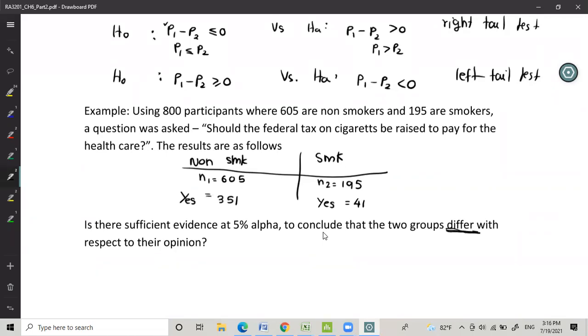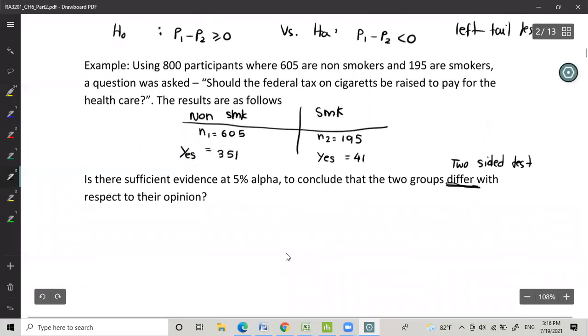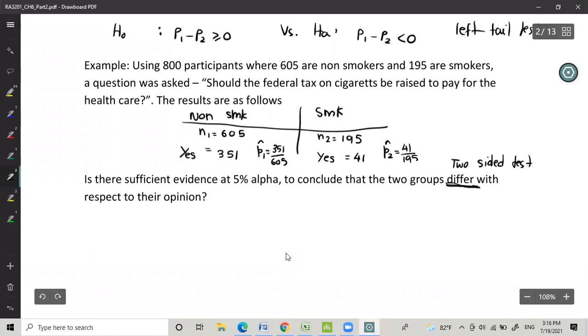If you are checking whether there is a difference, it is going to be the two-sided test, equal or not equal. So shall we write the hypothesis? Okay, can you first find the p1 hat and p2 hat? Because we need that. How do you find p1 hat? 351 divided by 605. p2 hat, 41 divided by 195. So find these values. You will need it when you find the test statistic.